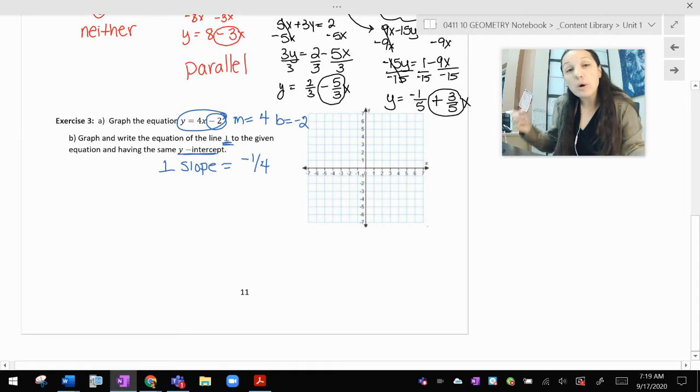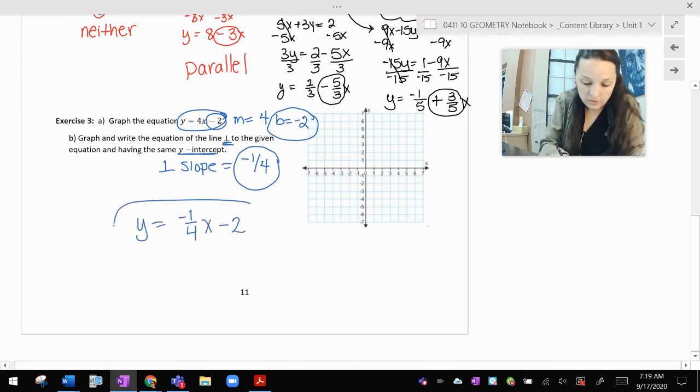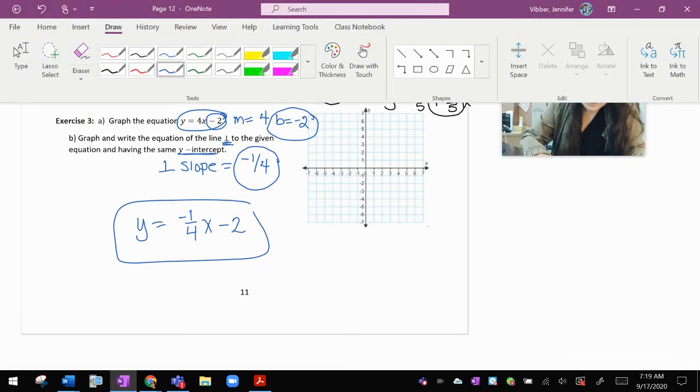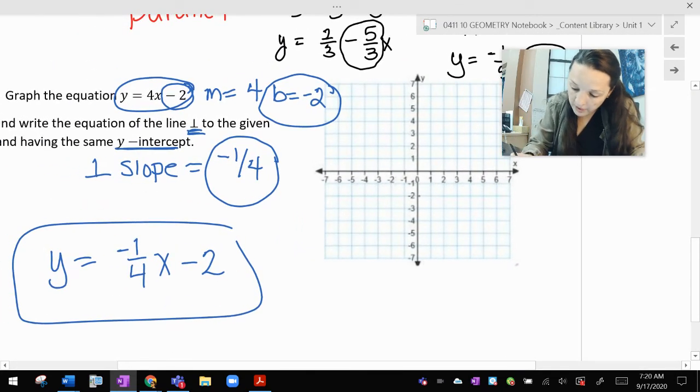So now I want to write the equation of a line that has this new slope, but the old y-intercept. So y equals negative 1/4 x minus 2. And now I'm going to graph them both. I can do that. Make this a little bit bigger. So 4x minus 2, so there's negative 2, up 4, right 1, up 4, right 1.